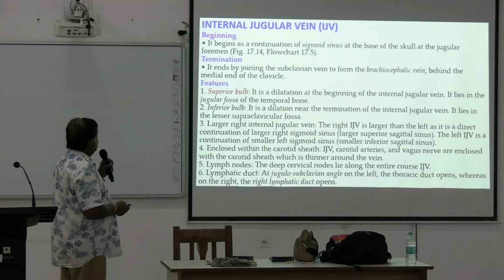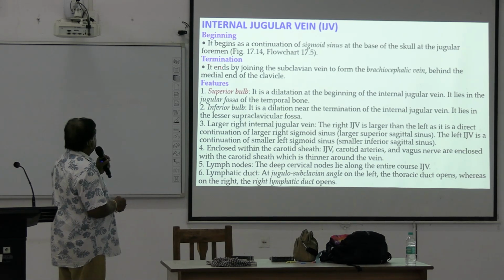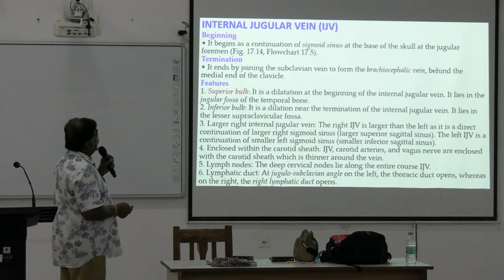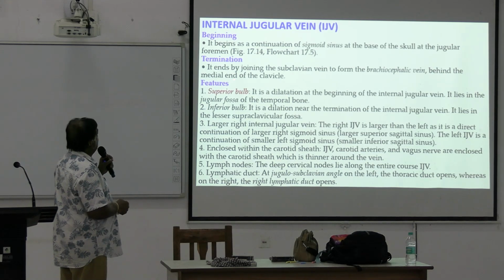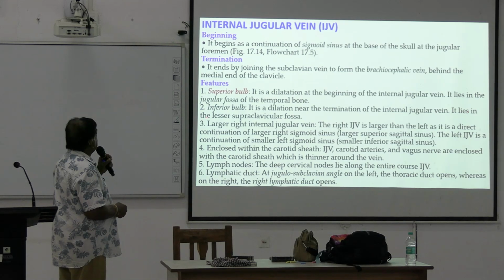Internal jugular vein. Now, it begins as a continuation of the sigmoid sinus at the base of the skull at the jugular foramen. Termination: it ends by joining the subclavian vein to form the brachiocephalic vein behind the medial end of the clavicle. Superior bulb: it is a dilatation at the beginning of the internal jugular vein. It lies in the jugular fossa of the temporal bone. The inferior bulb is the dilatation near the termination of the internal jugular vein. It lies in the lesser supraclavicular fossa.